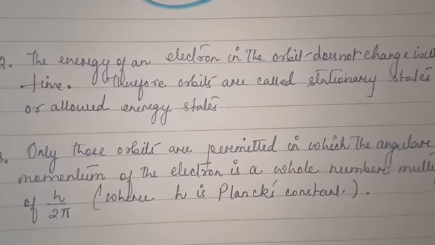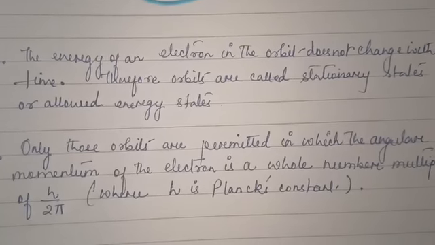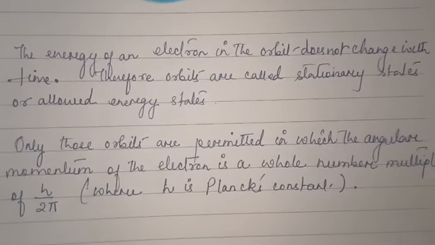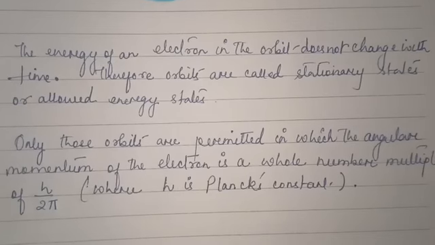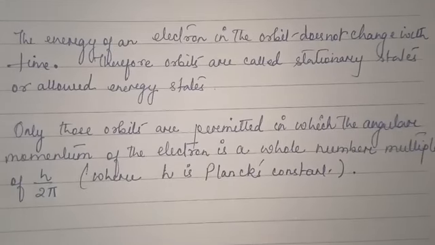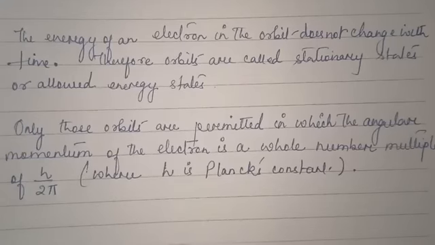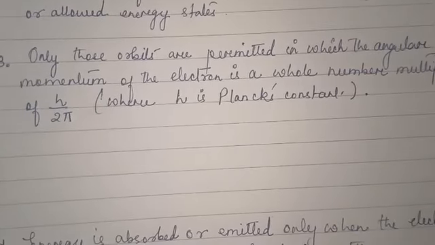The third postulate says that only those orbits are permitted in which the angular momentum of the electron is a whole number multiple of h by 2 pi, where h is Planck's constant. What does it mean? It means that an electron, like any other moving body moving in a circular path, has an angular momentum equal to mvr.